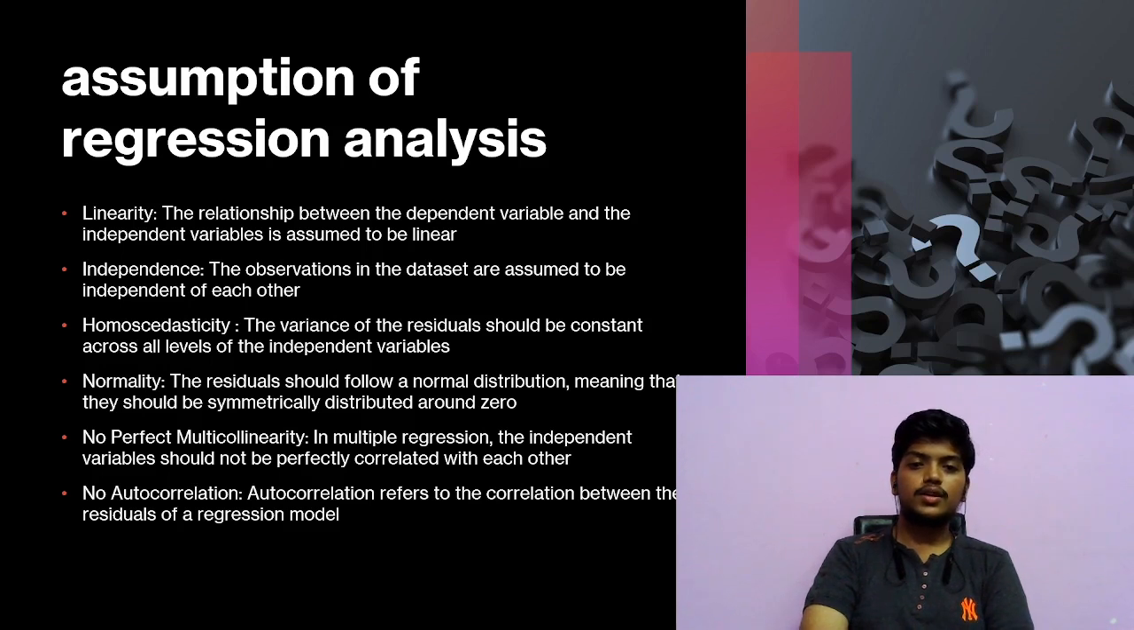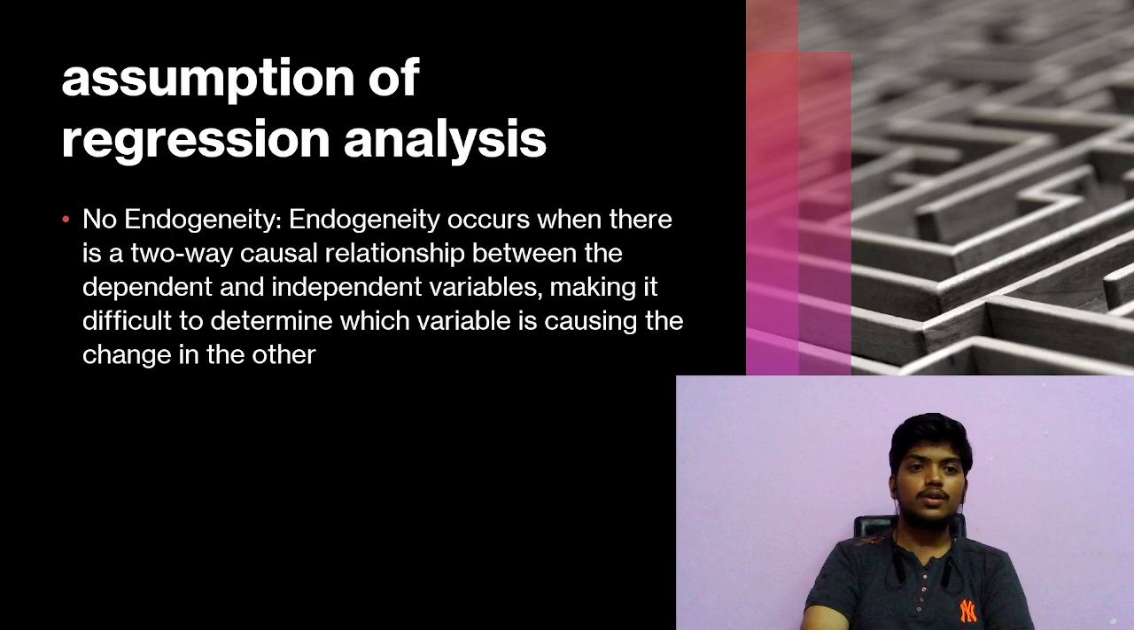Variance of residual should be constant across all levels of the independent variables. Residuals should follow a normal distribution, meaning that they should be symmetrically distributed around zero. Independent variables should not be perfectly correlated with each other. Autocorrelation refers to the correlation between residuals of a regression model.